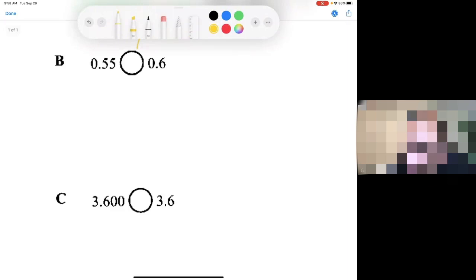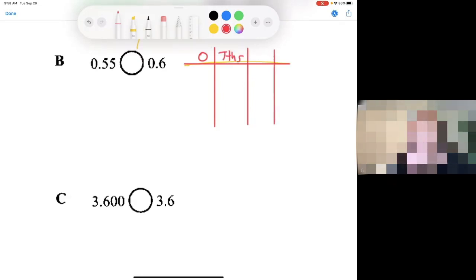Okay, first things first, place value, the ones, we have the tenths, and we have the hundredths. We start with the first one. We have nothing in the ones place. Don't forget the decimal point. We have a 5 in the tenths, and a 5 in the hundredths. All right, and over here, we have 0 in the ones place. Don't forget the decimal point. And a 6 in the tenths place.